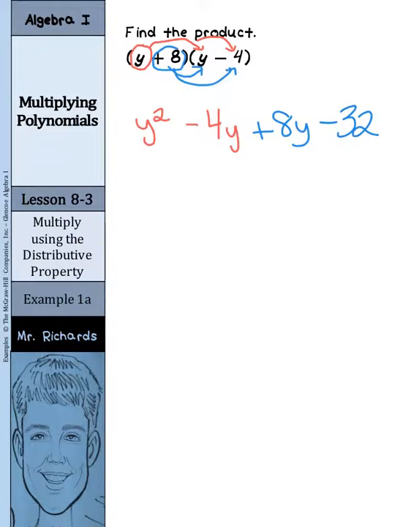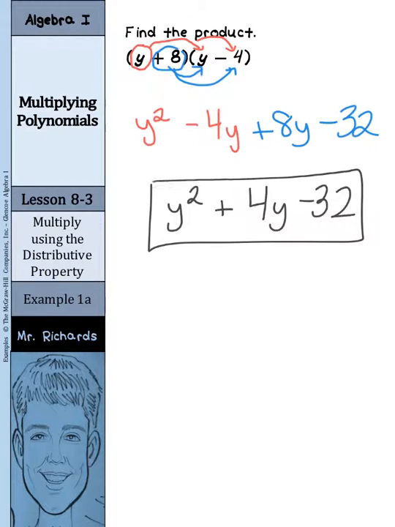And when we look to combine terms that are in common to simplify, we have this negative 4y and positive 8y. We're left with y squared plus negative 4 plus 8 is 4y minus 32. And that is our solution.